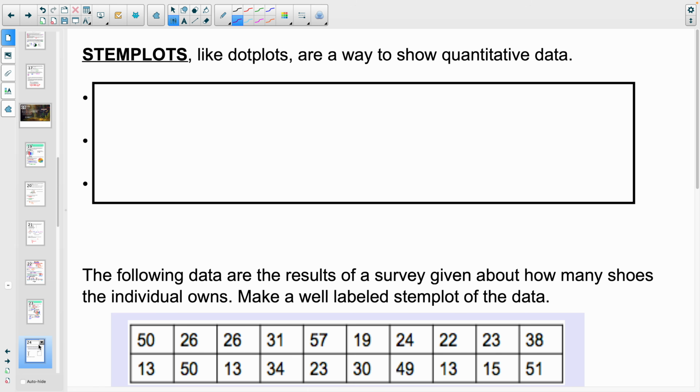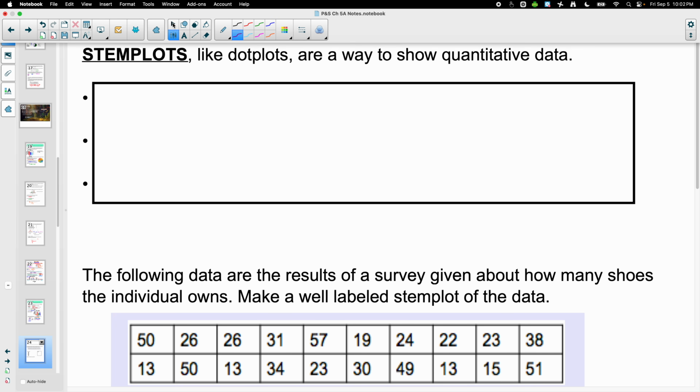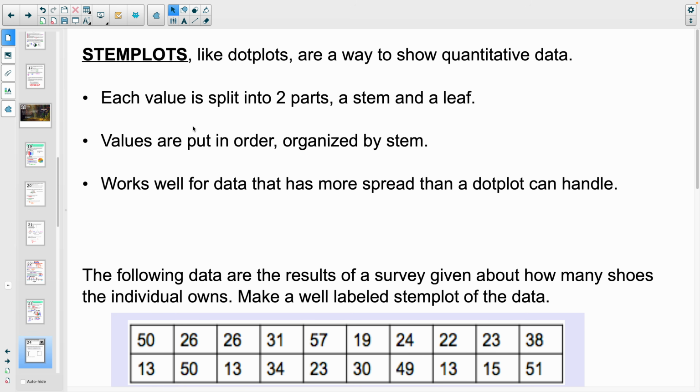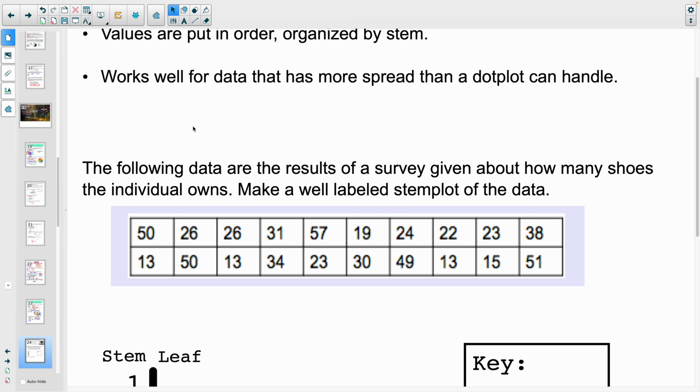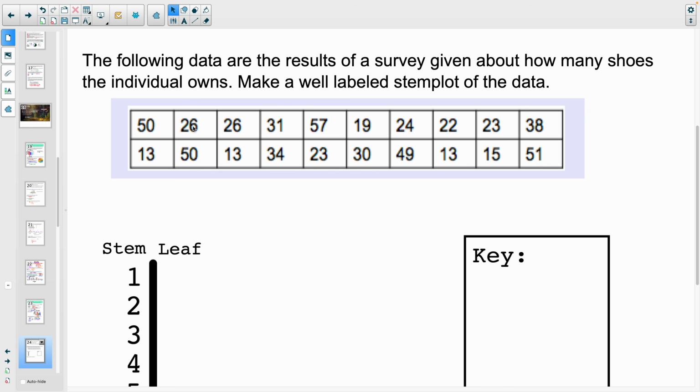Okay, so flip the page, and now we're going to move on to stem plots. For stem plots, we have a box just like the dot plots. They are a way to show quantitative data. Go ahead and pause this video so you have the time to copy all this stuff down. Once you have that copied down, we're going to scroll down to look at the following data. It's the results of a survey given about how many shoes the individual owns. Make a well-labeled stem plot of the data.